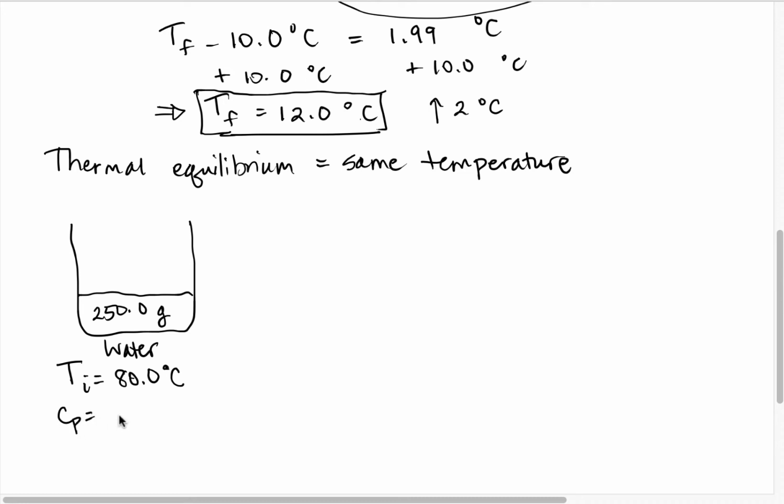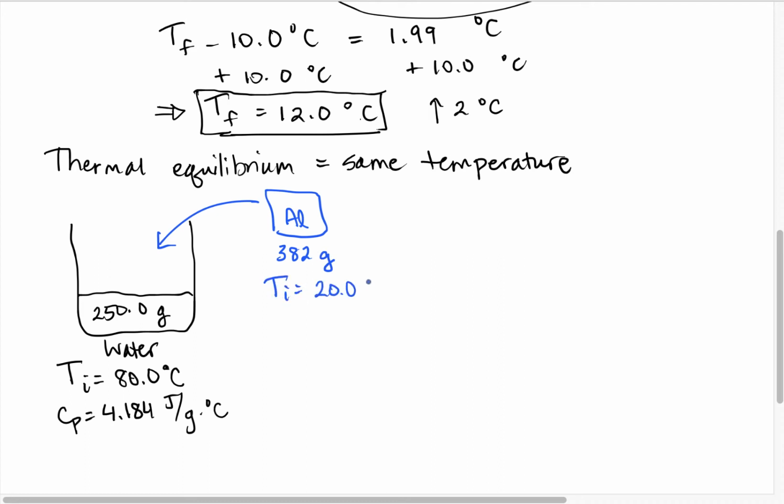And we know that liquid water has a heat capacity of 4.184 joules per gram degrees Celsius. So we're going to add to it a chunk of aluminum. And this chunk of aluminum is 382 grams. And its initial temperature, it's just been sitting on the lab bench, so its initial temperature is just 20 degrees Celsius. It's not as warm as the water is. And its heat capacity, if you look it up, is 24.4 joules per mole degrees Celsius.